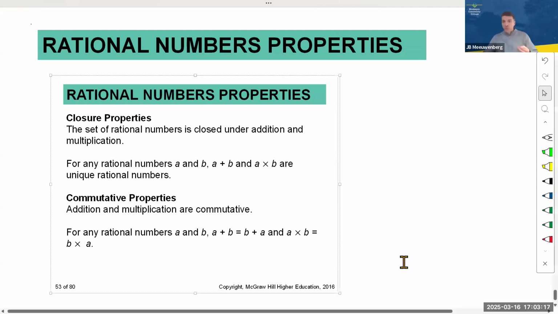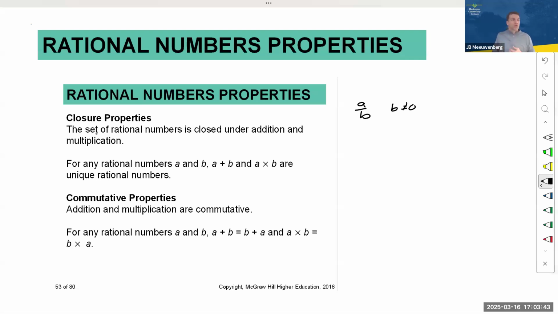And so the first one we'll talk about is closure. Remember, closure means if you do an operation to these numbers, do you get an answer that is still one of these types of numbers? And the set of rational numbers, remember what a rational number is, it's any number that can be written as a over b so long as b does not equal 0. So it's something that can be written as a fraction. Those are closed under both addition and multiplication. So if you add rational numbers, you'll get a rational number back. If you multiply rational numbers, you'll get a rational number back.